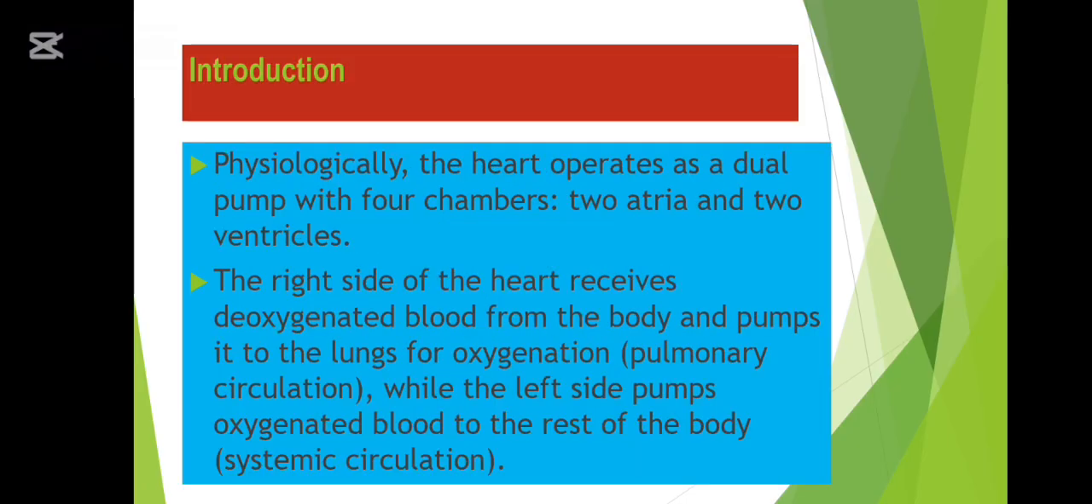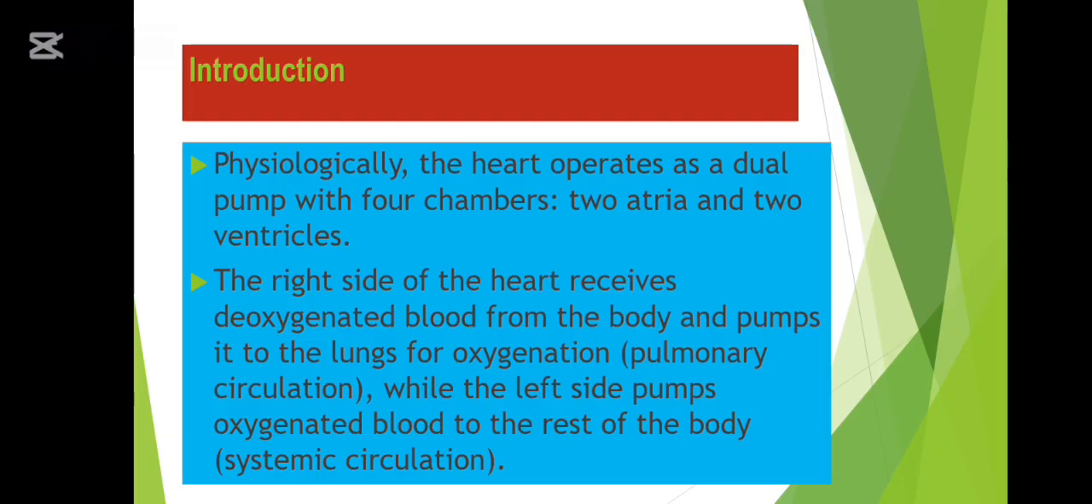Physiologically, the heart operates as a dual pump with 4 chambers. What do we mean when we say dual pump function of the heart? We are trying to understand that the heart transports both carbon dioxide and oxygen. There's a part of the heart that transports carbon dioxide, and there's a part that transports oxygen. That's what we mean by dual function, and we're going to look at it more closely. This heart is made up of 4 chambers: we have 2 atria and 2 ventricles.